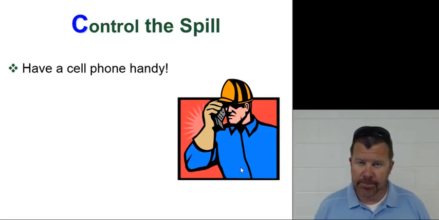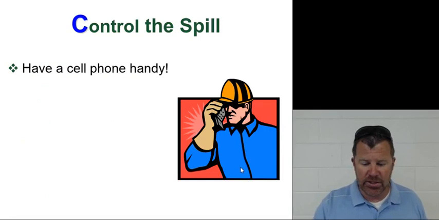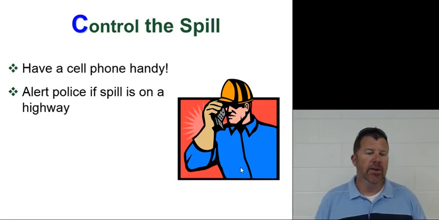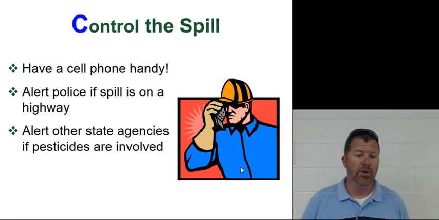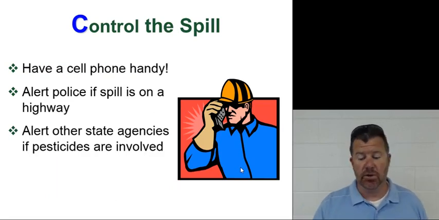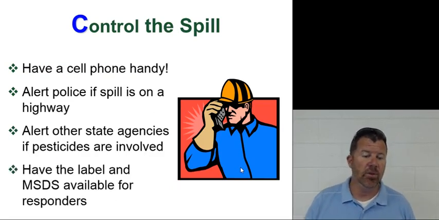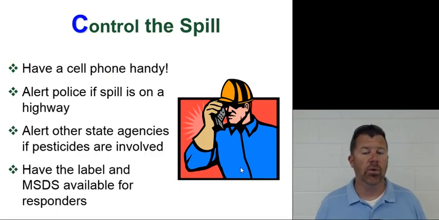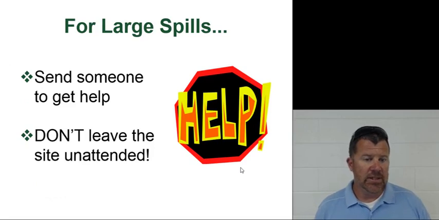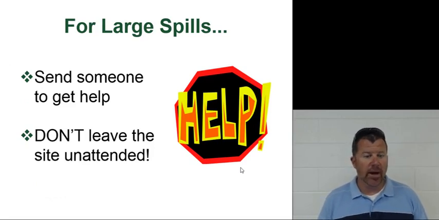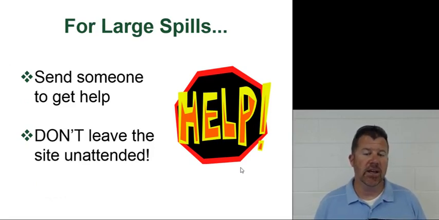Have a cell phone handy. Pretty much everybody carries a cell phone with them now. And then alert the police if the spill is on a highway. Alert other state agencies if pesticides are involved. Have the label and MSDS available for the responders. For large spills, send someone to get help. Do it right away, but do not leave the site unattended.